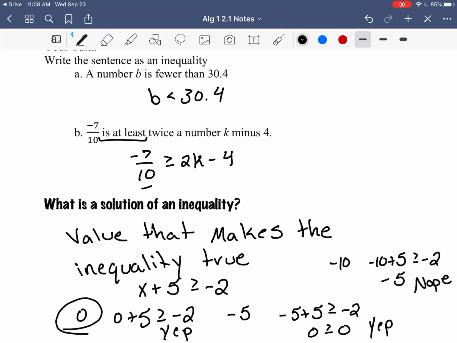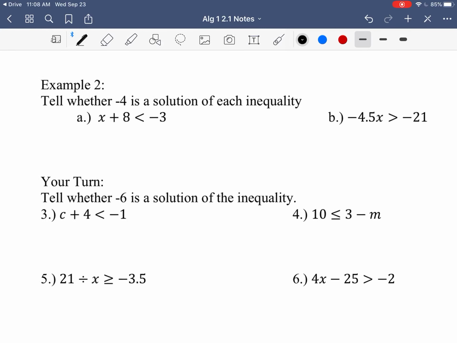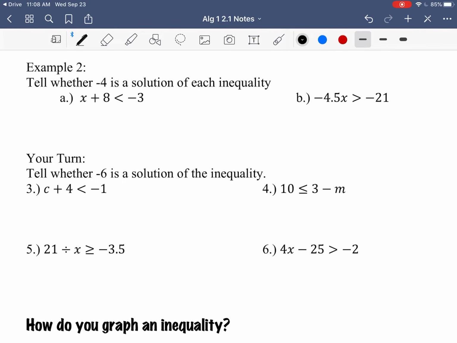So here we found two solutions, 0 and negative 5 are solutions, but there's an infinite number of solutions. There's an infinite number of solutions to most inequalities. So to tell whether negative 4 is the solution of each inequality, we're going to plug that in. So we go negative 4 plus 8. Is that less than negative 3? A lot of times I put a question mark above it. Is it true? Well, negative 4 plus 8 is 4. Is that less than negative 3? No. So no, it is not a solution.